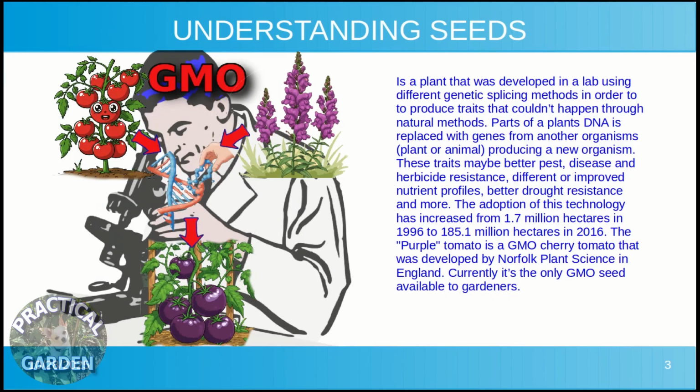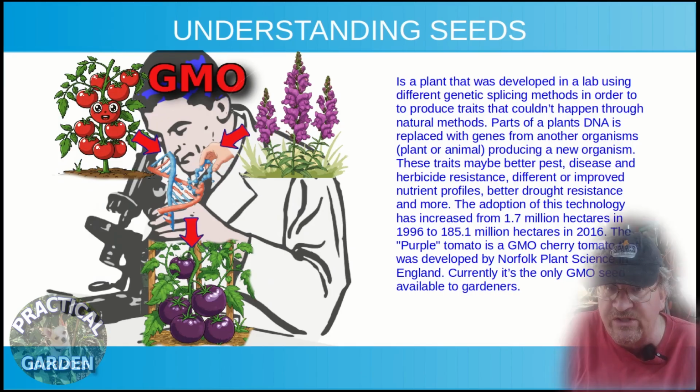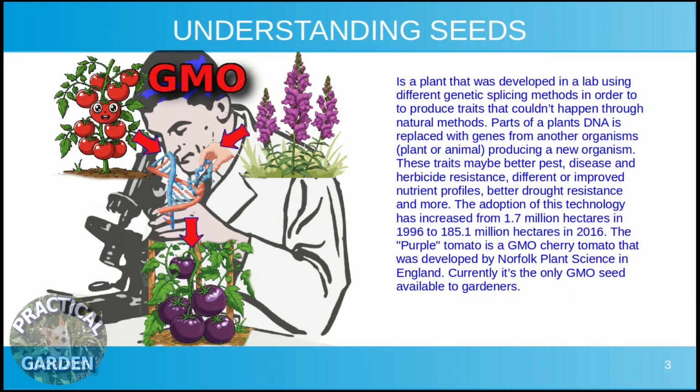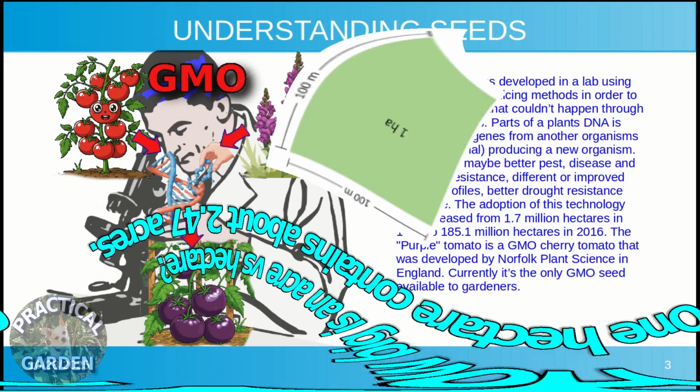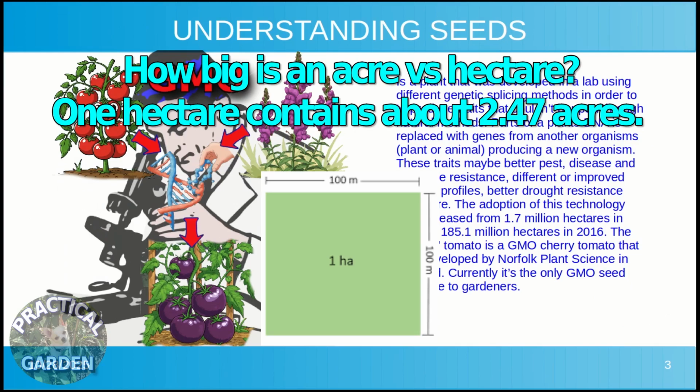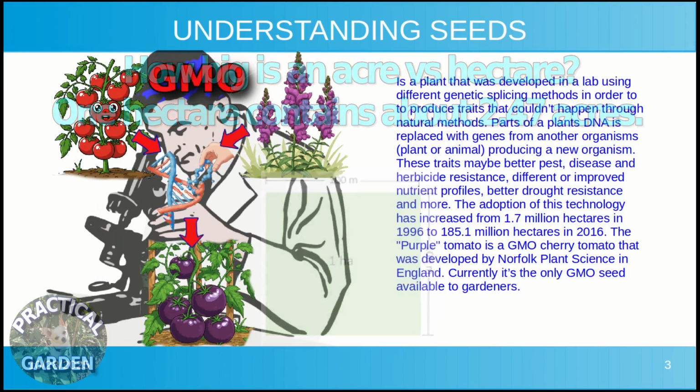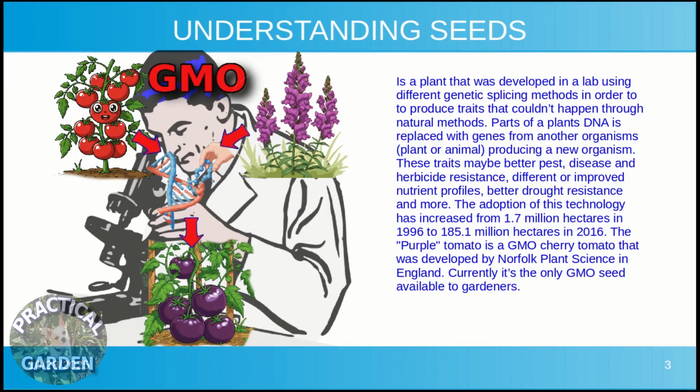That organism could be a plant or an animal, and it produces a new organism. These traits may be for better pest, disease, and herbicide resistance, different nutrient profiles, or better resistance to drought. The adoption of this technology has increased from 1.7 million hectares in 1996 to 185 million hectares in 2016. This is 2025, so it's probably even a lot more than that.